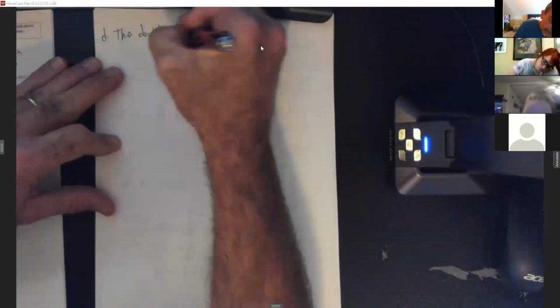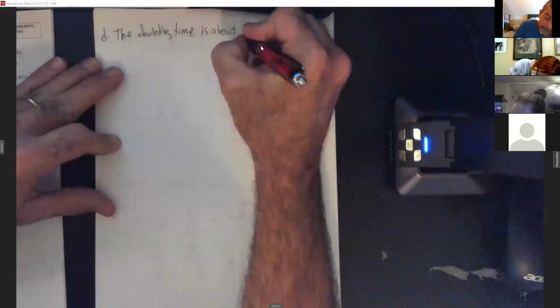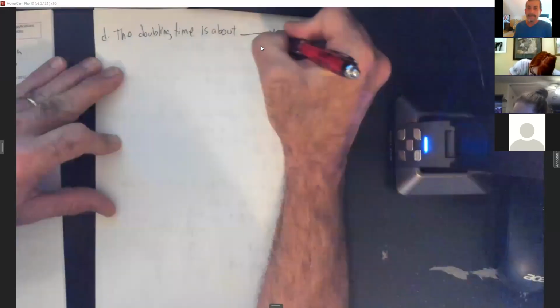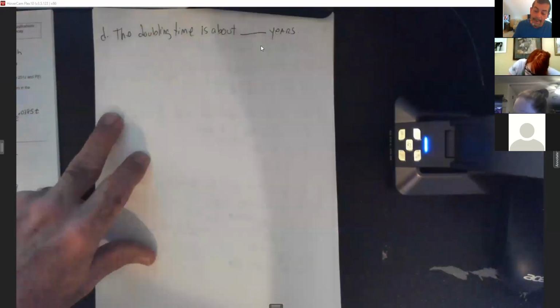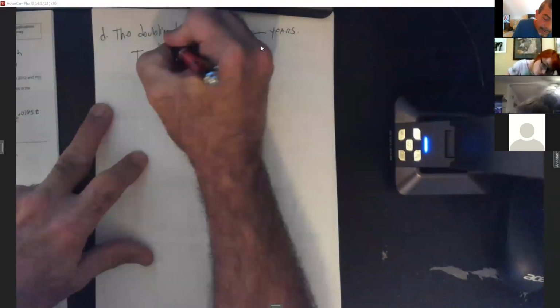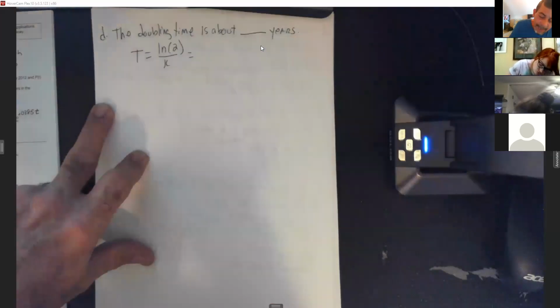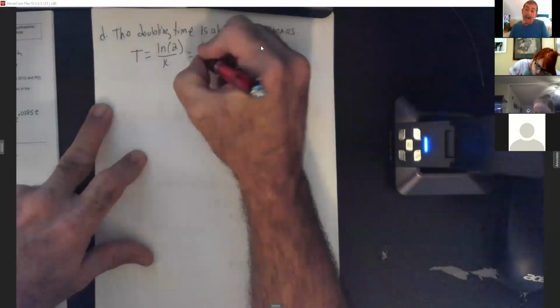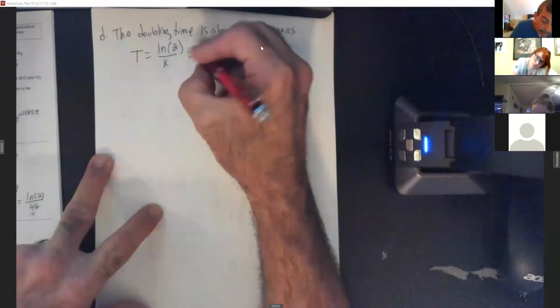So the doubling time is about blank years. So that's going to be the formula where I use the capital T equals the ln of 2 divided by the k. So on top, I'm going to have the ln of 2. Now my k I already made into a decimal form. That was 0.0385.